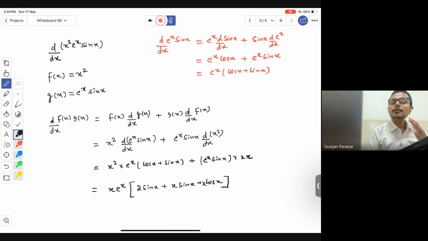Don't worry, 3 terms also will not be there. Rarely. It's e power x square differentiation, 2x. X power n formula. Differentiation of x square we know, no? We derived it in the class also, 2x.